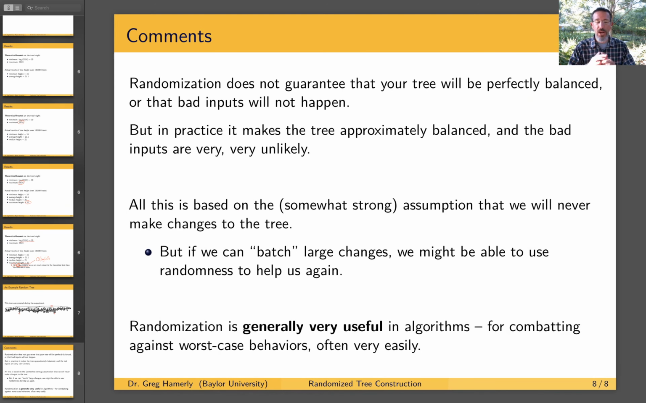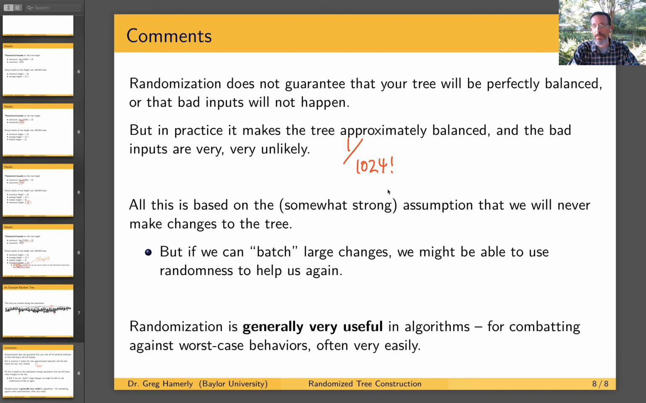Now, here are some comments. Randomization does not guarantee a good result. It does not guarantee that the tree will be perfectly balanced or that bad inputs couldn't happen. It is possible that you could get one of these trees that looks like a linked list. But in practice, it tends to make the tree approximately balanced, and bad inputs are very, very unlikely because 1 over 1024 factorial is an amazingly small number. Calculate it. See how small it is. It's a very low chance of happening.